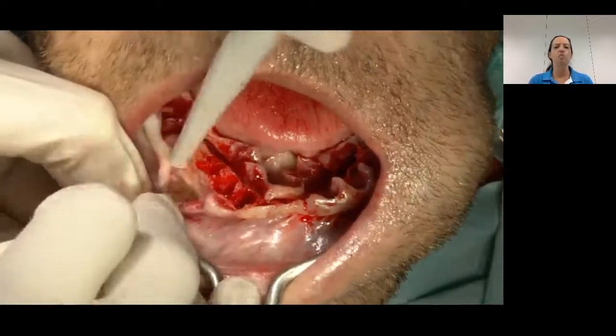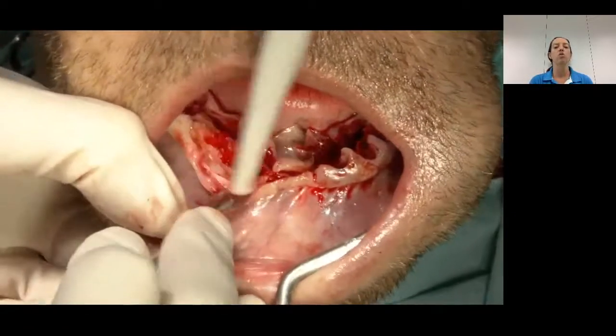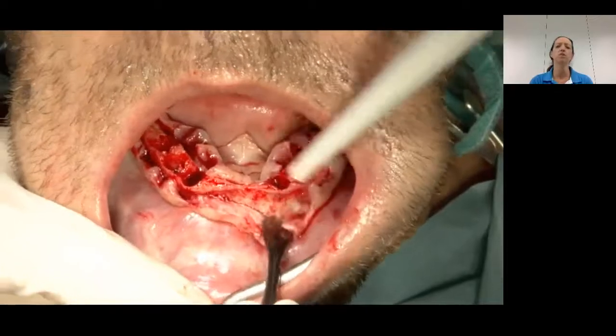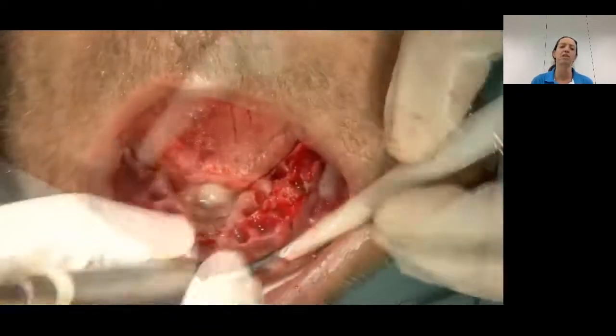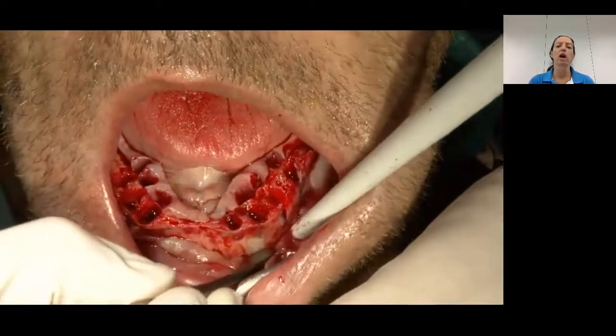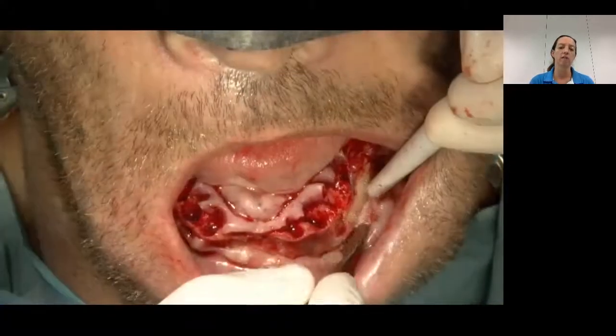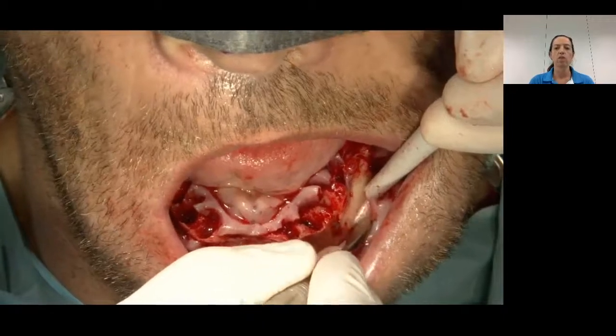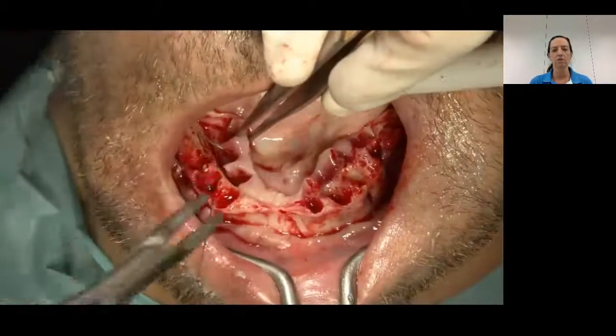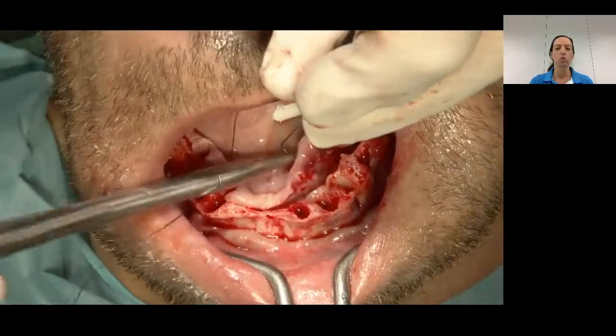So it's the same thing. We start by extracting all the teeth, the remaining teeth. We are going to expose our limits. The limits in the lower jaw are where the nerves come out. So we want to check exactly where the nerves are coming out.